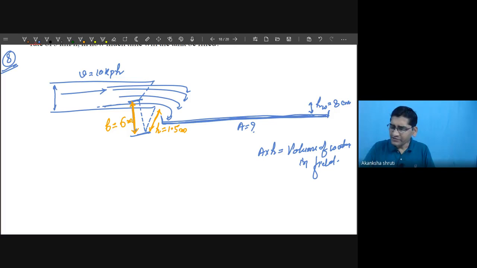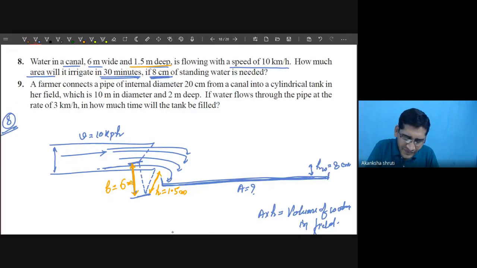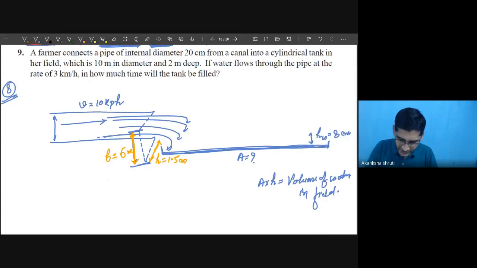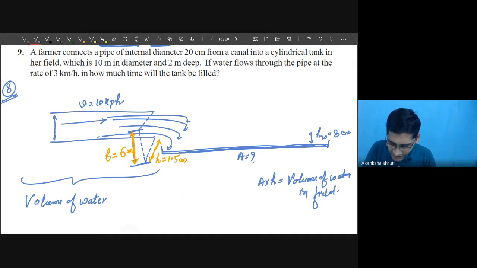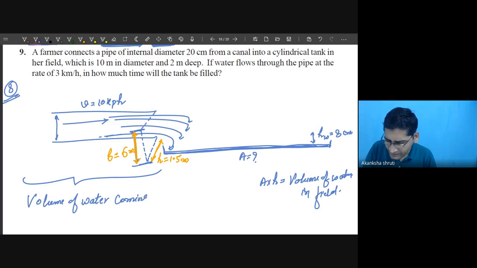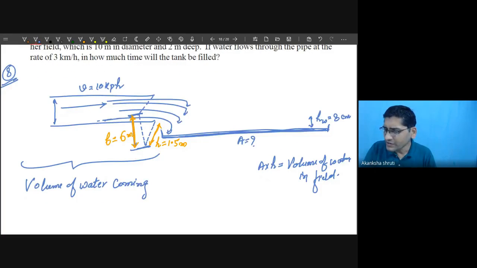Now, from where is this water coming? Water is coming from this canal. So what is the volume of water which is coming out of this canal in 30 minutes? I need that one. So I need to calculate the volume of water. It is a very important question, student. Every year or alternate year this question is asked. So the volume of water coming means all the water which is accumulated in the field is coming from the canal.